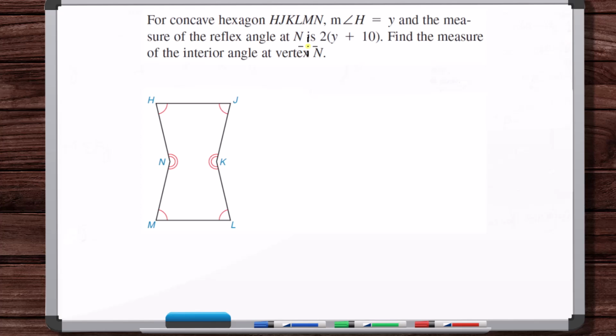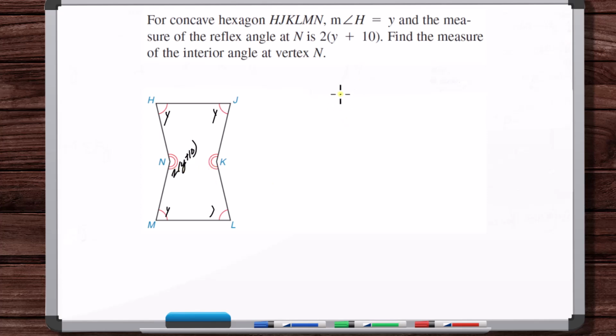For concave hexagon HJKLMN, the measure of angle H is equal to y, and the measure of the reflex angle at N is equal to 2 times y plus 10. Find the measure of the interior angle at vertex N. So if we can find y, we can get N. We can see the congruences here, these are all congruent, and K is congruent to N.